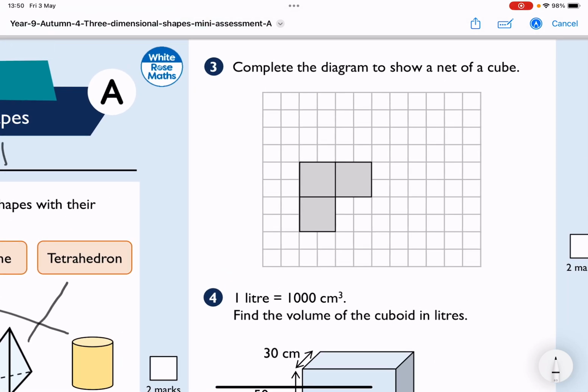Complete the diagram to show a net of a cube. When I'm doing this, I always think of the net of a cube actually as a cross. I should use a ruler, but I'm going to quickly sketch it. And so for me, a cross with 6 squares on it. So if this was top, this would be the bottom. If this was front, this would be the back. And these would be the 2 sides, okay? Which way round you do that, it doesn't really matter.